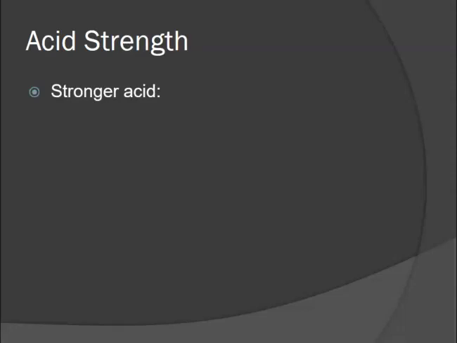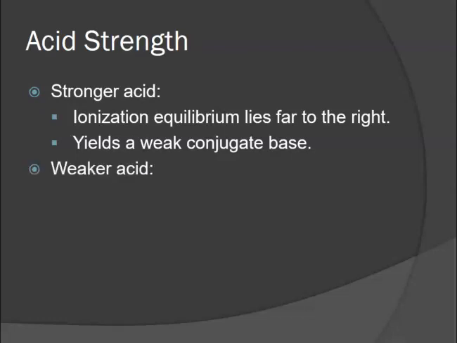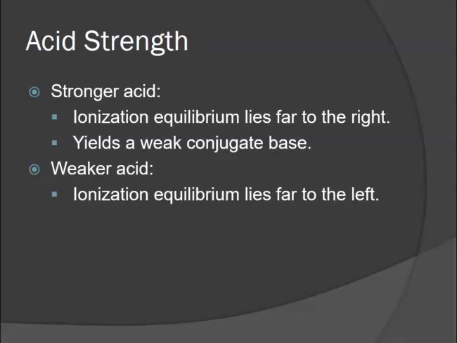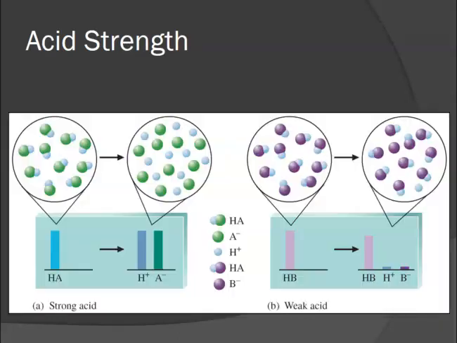So acid strength. The stronger your acid is, the more that ionization equilibrium lies to the right. For the actual 7 strong acids, it's so far to the right that we don't even write the equilibrium arrows. It's just an arrow completely over to the right. The stronger the acid is, the weaker its conjugate base will be. If you have a weak acid, the weaker the acid, the more the equilibrium lies to the left, to the non-dissociated side of things, and the weaker your acid is, the stronger its conjugate base will be.